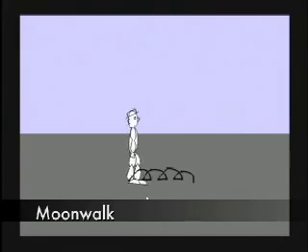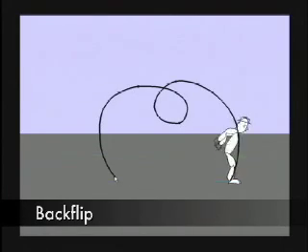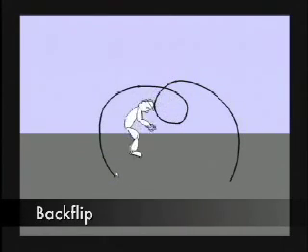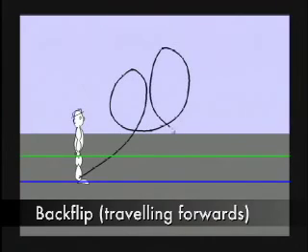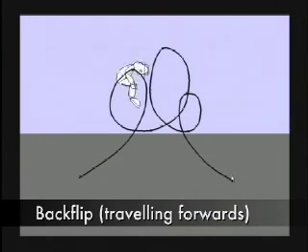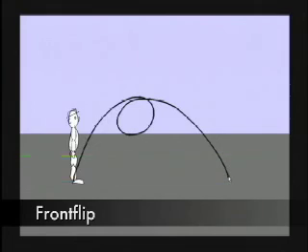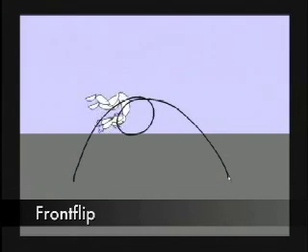The user can instruct the character to flip by drawing 1 or more loops during a jump. The number of loops corresponds to the number of times the character flips. Counterclockwise loops create backflips. Clockwise loops create frontflips.